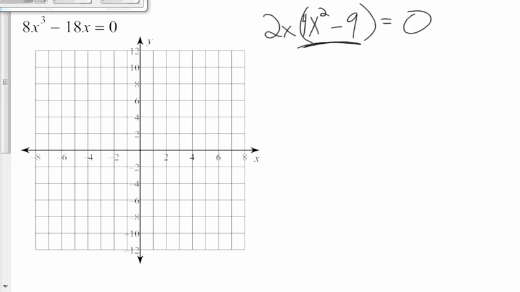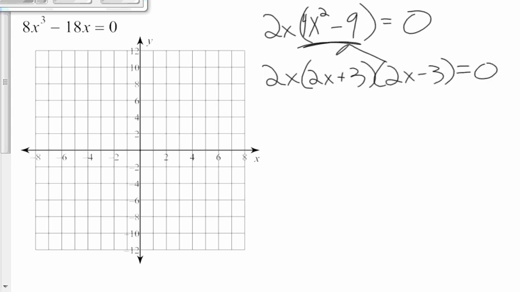It looks like this now is a difference of squares. So that'll break up into the conjugates 2x plus 3 and 2x minus 3. Okay, so now that we have no more difference of squares, we can solve each factor.